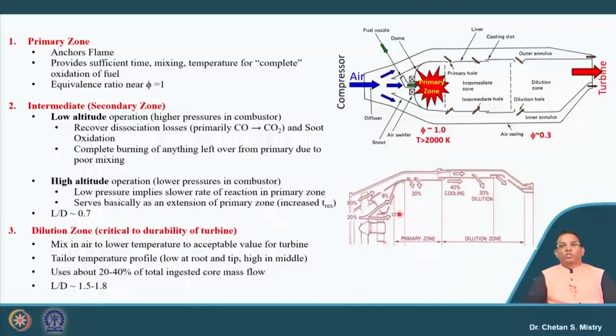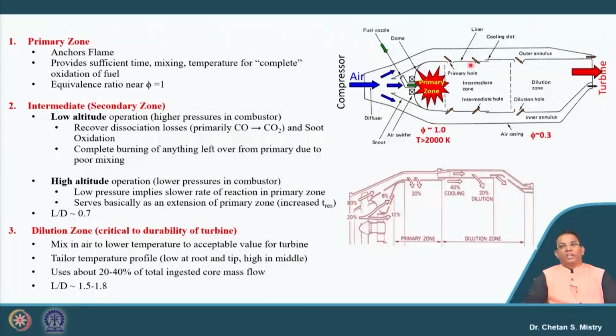Almost 20% of the air is supplied in the primary zone. Later, the remaining portion is supplied in the dilution zone. The intermediate zone is very important, because with a change of altitude my pressure requirement will be different. At low altitude operation, there is high pressure in the combustor, and it may be subjected to poor mixing. At the same time, at high altitude, where we have lower pressure, the reaction will go slower.